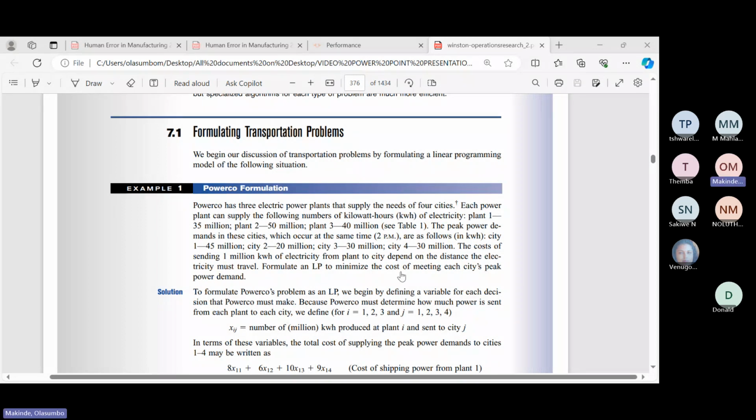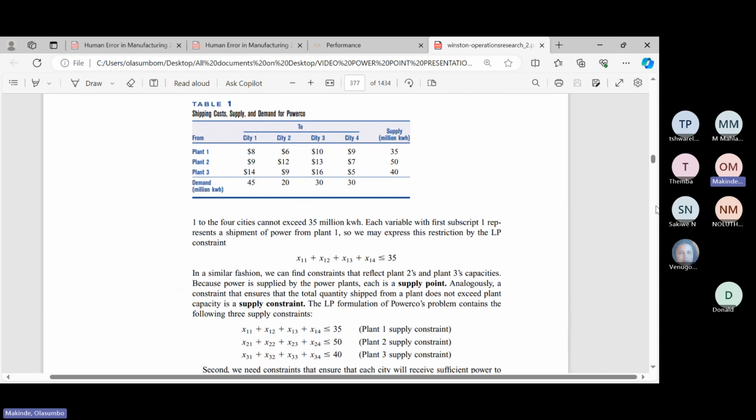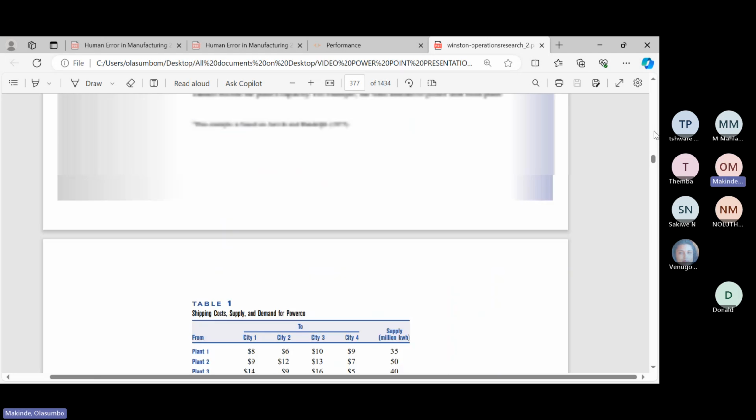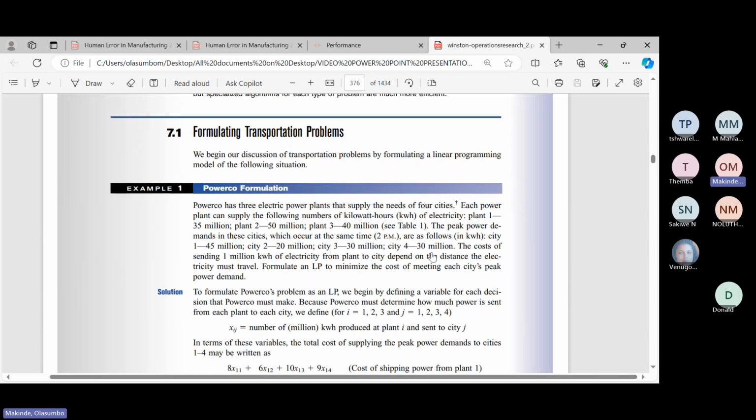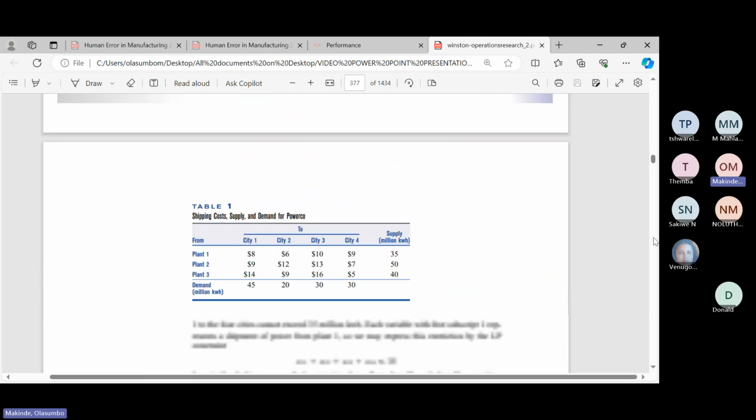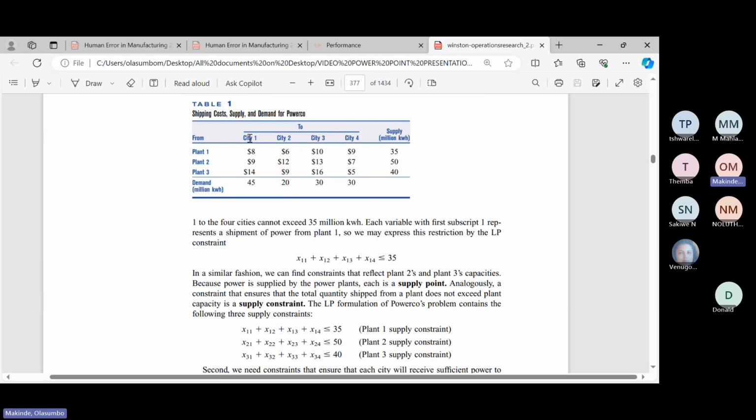And they told you that that cost is also indicated in the table. If you go to that table 1, they have already captured that information for you to say the cost of shipping. They said the cost of sending 1 million kilowatts of electricity from plant to city depends on the distance it must travel, which is shown in table 1. So in table 1, if you want to ship 1 million kilowatts from plant 1 to city 1, it's $8.